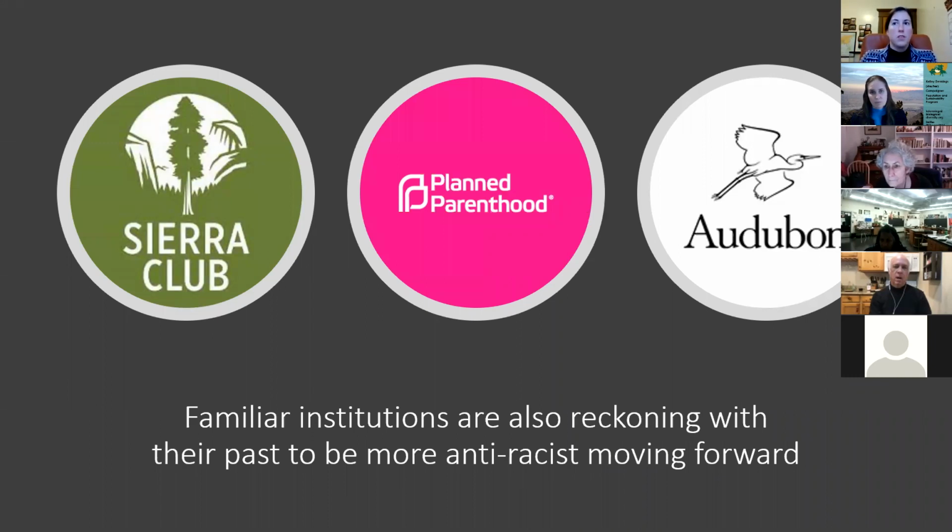So familiar institutions are also reckoning with their past to be more anti-racist moving forward. I'm specifically highlighting these not to call them out. I think they're actually doing a really good job of addressing some of the historical injustices that they've been involved with or associated with. And we'll be sharing articles that show their reflection on it and how they are planning to move forward. Next.